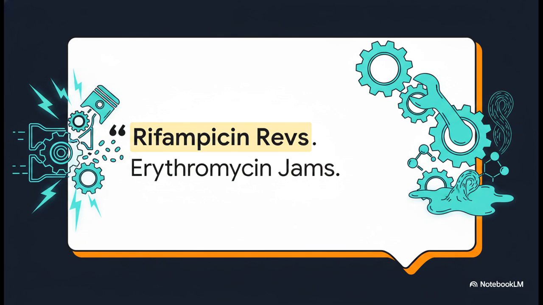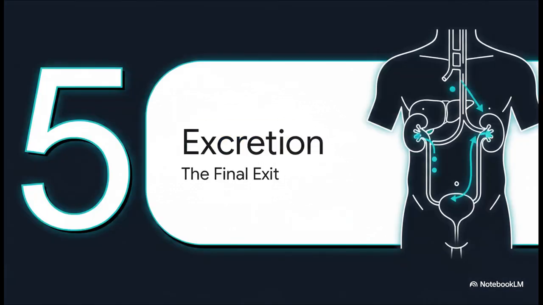Other drugs can either induce or inhibit this enzyme army. Let me give you the absolute best mnemonic to keep this straight. Rifampicin revs, erythromycin jams. The antibiotic rifampicin revs up the enzymes, making them break down your target drug way too fast, which leads to treatment failure. Erythromycin, on the other hand, jams the enzymes, slowing them down. If you jam the breakdown of a statin, for instance, it accumulates in the blood, leading to a really high risk of muscle toxicity.